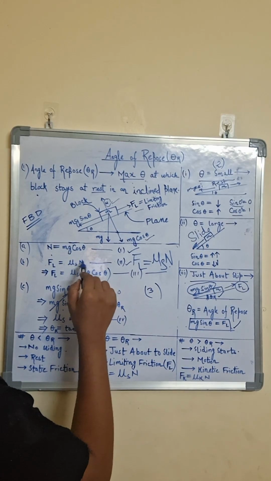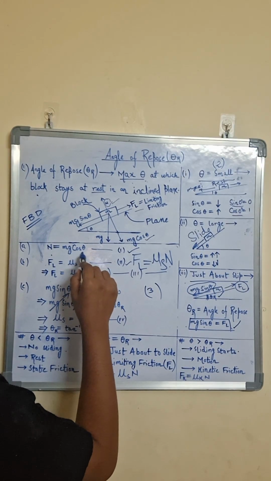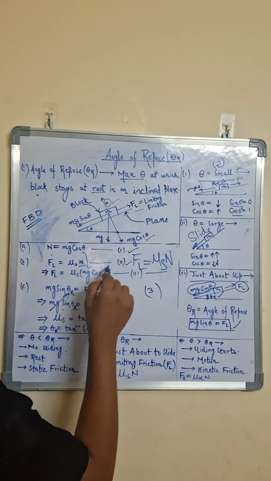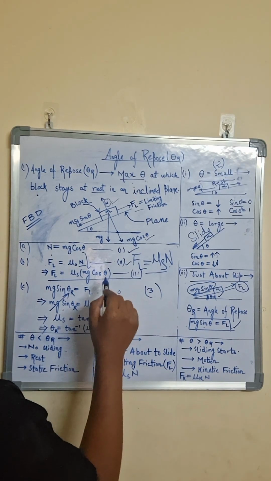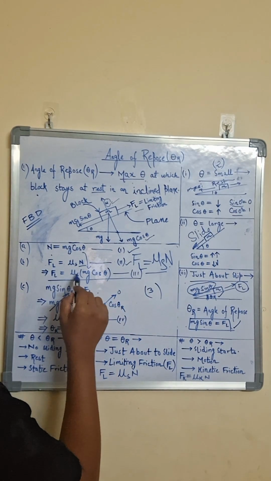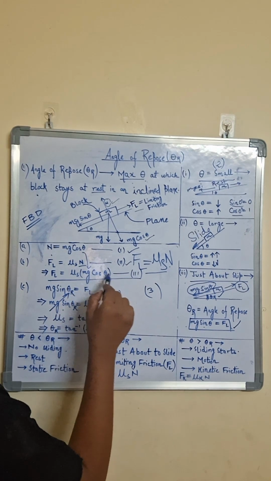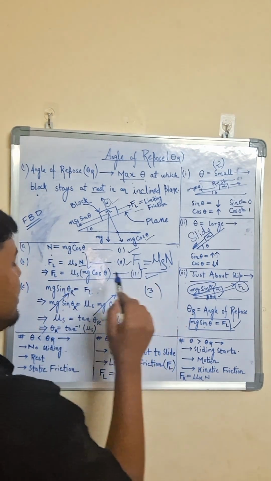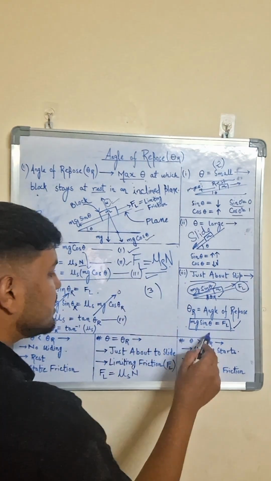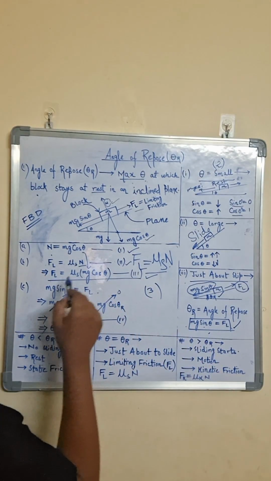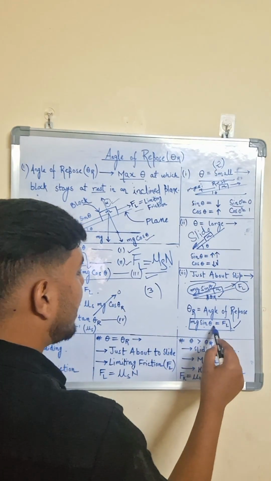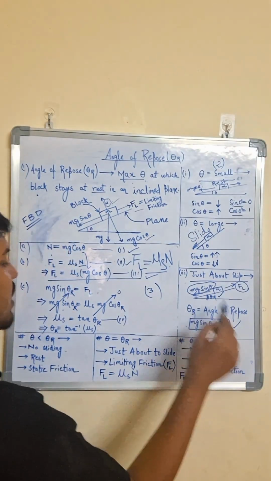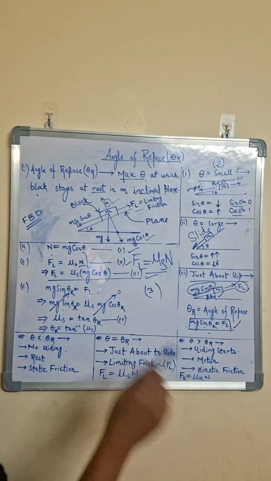Now this N we have put from the first equation and we have taken out the expression FL is equal to mu s mg cos theta. Now from this expression we are taking out the theta value, the theta r value. We will be taking out the theta r value.